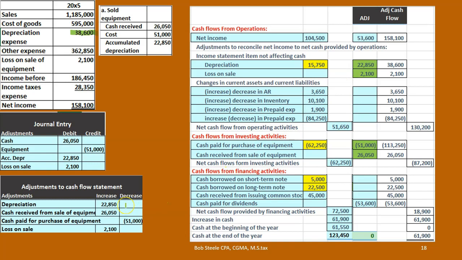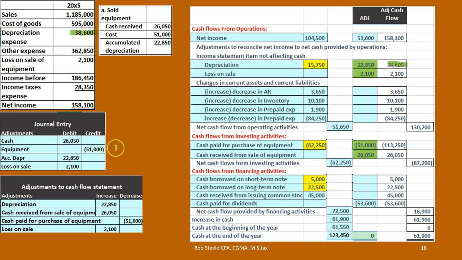So we know that the depreciation is going to be going up by the 22,850 in order to equal the 38.6, which equals what's on our income statement. Then we have the cash received from the sale of equipment. Now, we got cash up here. We can see the 26 that we received, and we didn't record that anywhere. We sold equipment. We didn't put that on our cash flow statement.